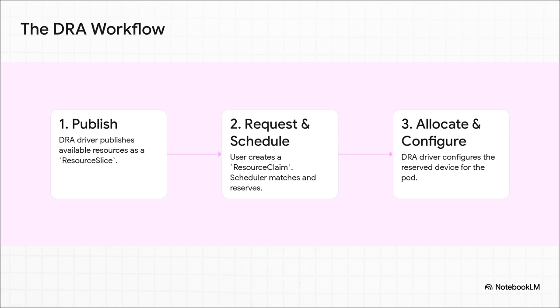Act 3 is allocate and configure. The pod lands on the chosen node. The local DRA driver on that node is then notified. It looks at the reservation details from the resource claim and performs the final low-level setup to make that specific device available inside the pod's environment. It's a clean, declarative, and fully orchestrated flow from start to finish.